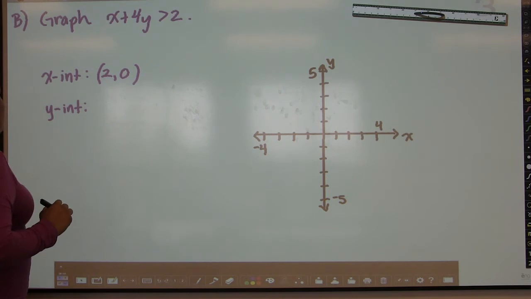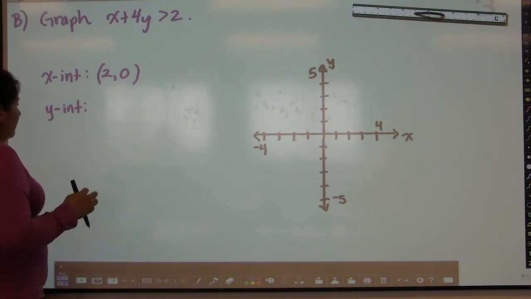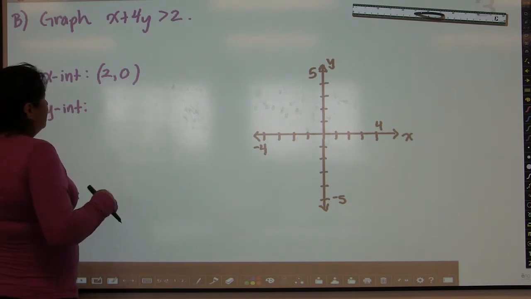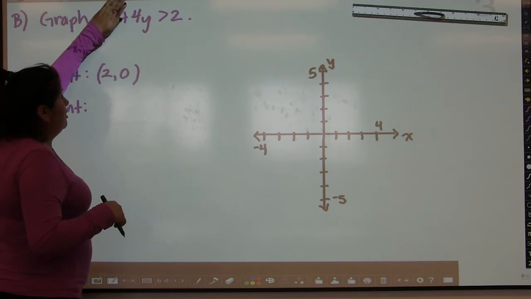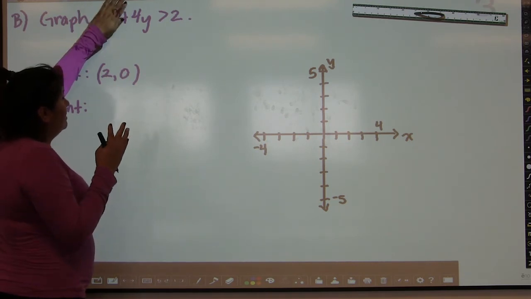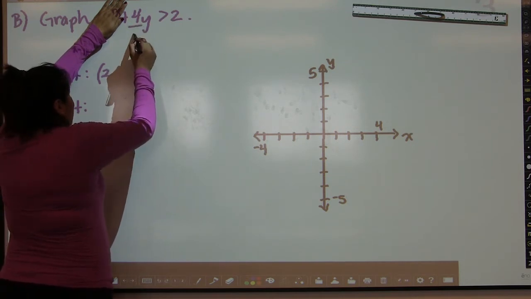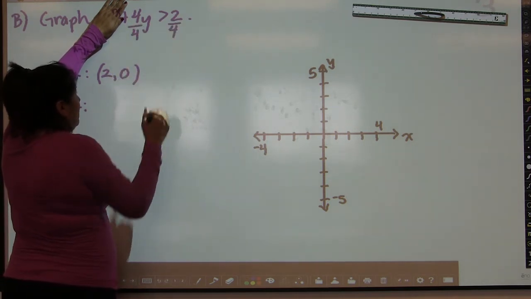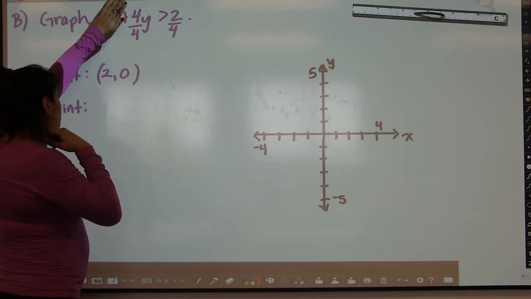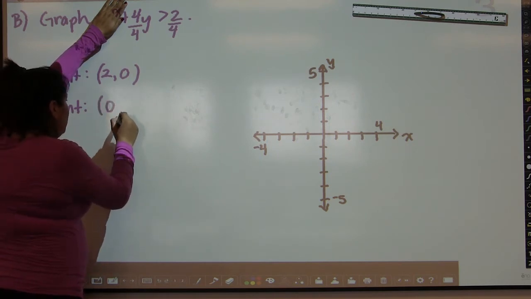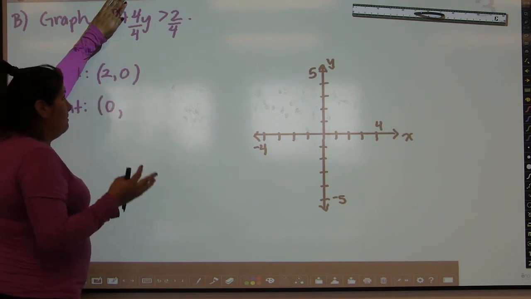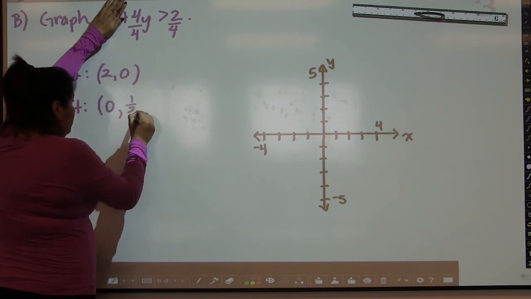All right? Now for your y-intercept, you do the opposite. For the y-intercept, you make x 0. So if I make x 0, then I hide the x term, and I get 4y greater than 2. If I divide by 4, hence why it's called hide and divide, then y, remember x was 0, will equal 2 divided by 4, which is 1/2.